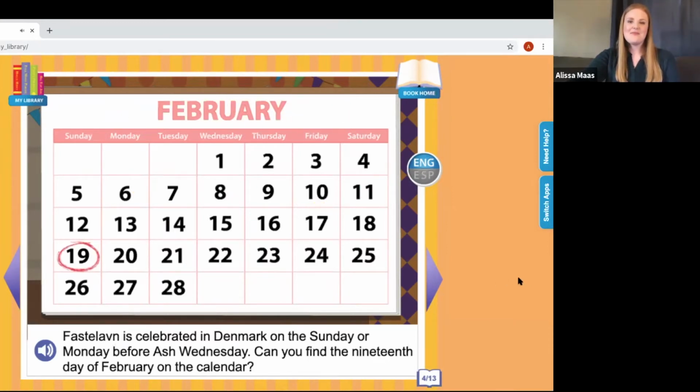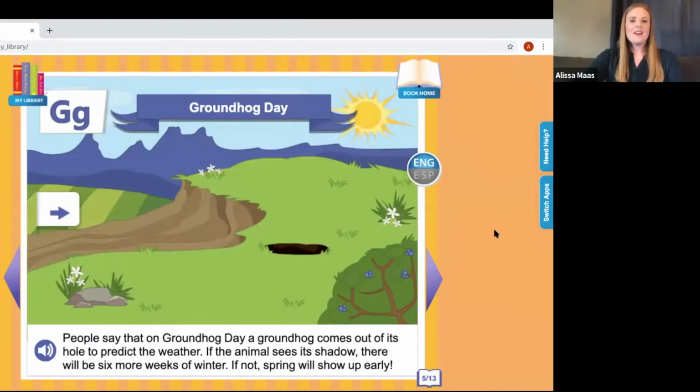Good job. This year, Fastelavn is celebrated on February 14th. Let's find the number 14. There it is. Our next holiday is Groundhog Day. Let's see what the page says.